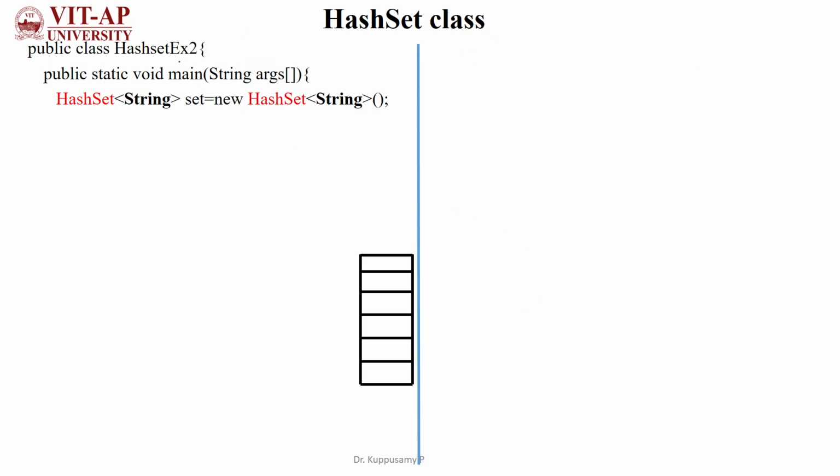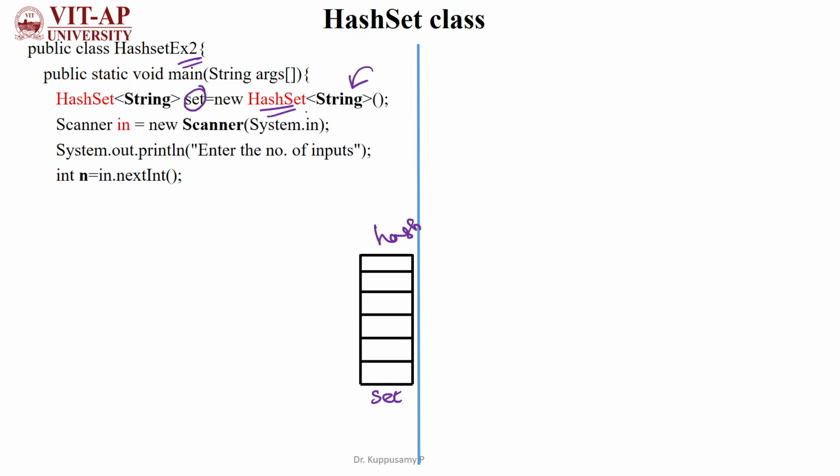Another example is given here. HashSet is created by using the variable set. So this is the structure which is using the hashing mechanism, and here HashSet is the class, and I created the variable with the data type wrapper class String. Now here I'm going to use user defined data at runtime. So I'm using the Scanner class, in is the variable.